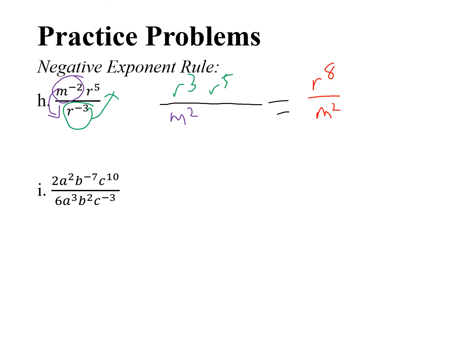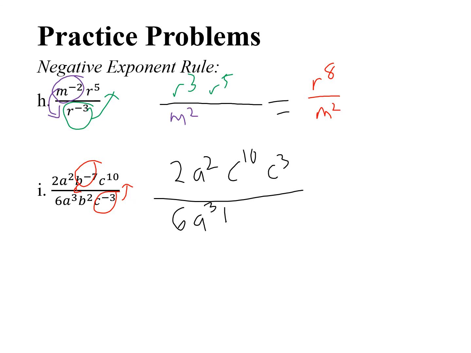I have 2a squared times b to the negative 7th times c to the 10th, all over 6 times a cubed times b squared times c to the negative 3rd. So the first thing I want to do is flip around those pieces that are negatives to turn them into positives. So I get 2a squared, I kicked the b to the negative 7 downstairs, c to the 10th, well, c to the negative 3 comes upstairs. I have 6a cubed, b squared, and the b to the negative 7th that I kicked downstairs, kicked to the denominator.